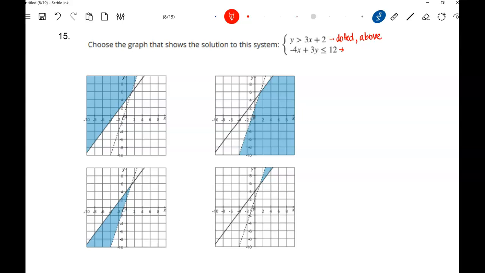This one, we need to get the y by itself. So add 4x, and you have 3y is less than or equal to 4x plus 12. So this one is solid because it's or equal to, and it's shaded below. So we want the shaded area that is above the dotted line and below the solid line.